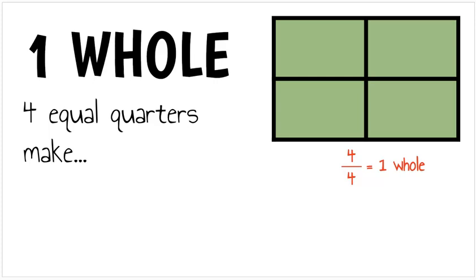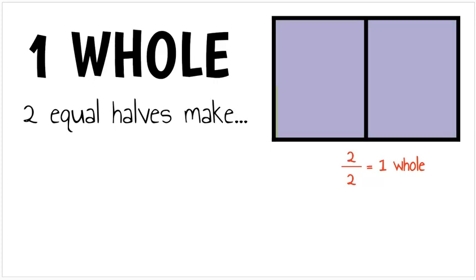Next we have a whole. 4 equal quarters make one whole. Here we see all 4 are filled in, and they're all the same size, the same shape. They're all filled in, and so they're all equal. 4 equal quarters make one whole.